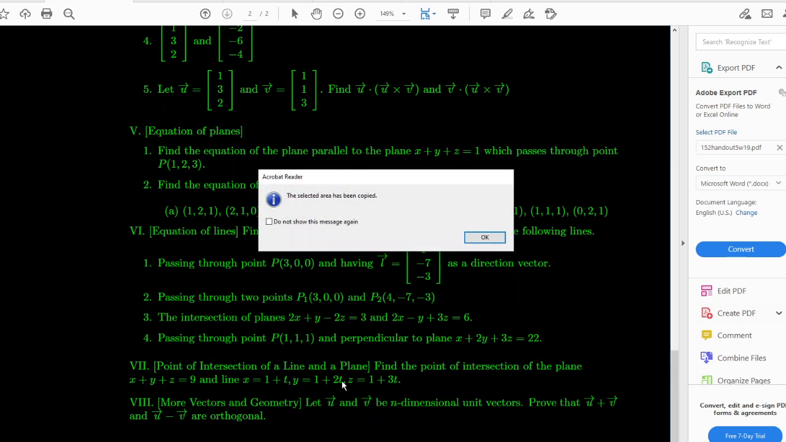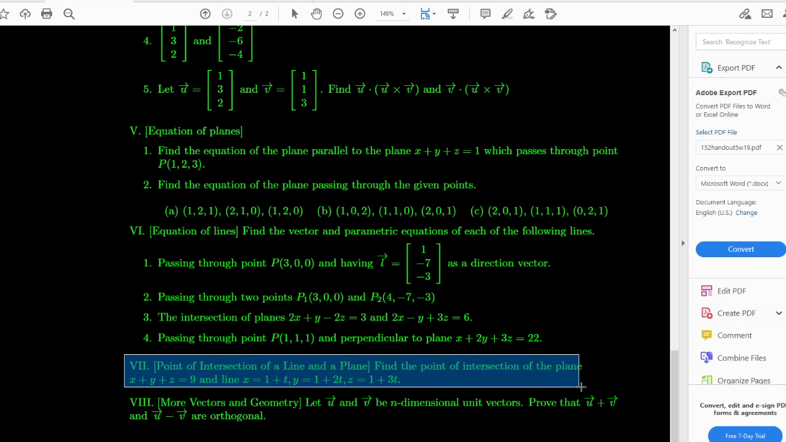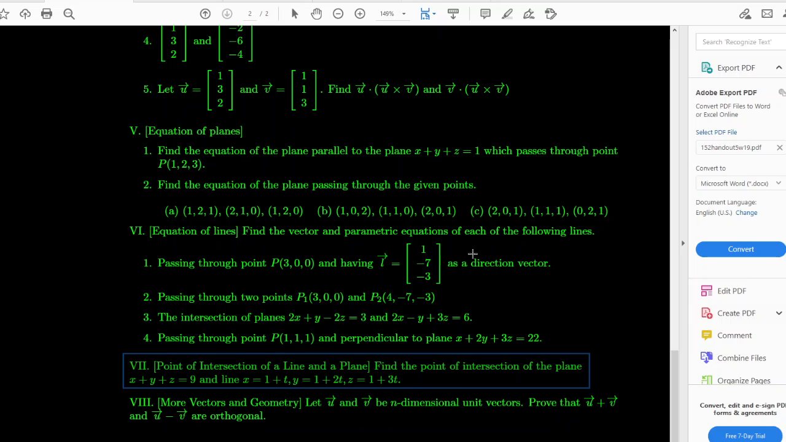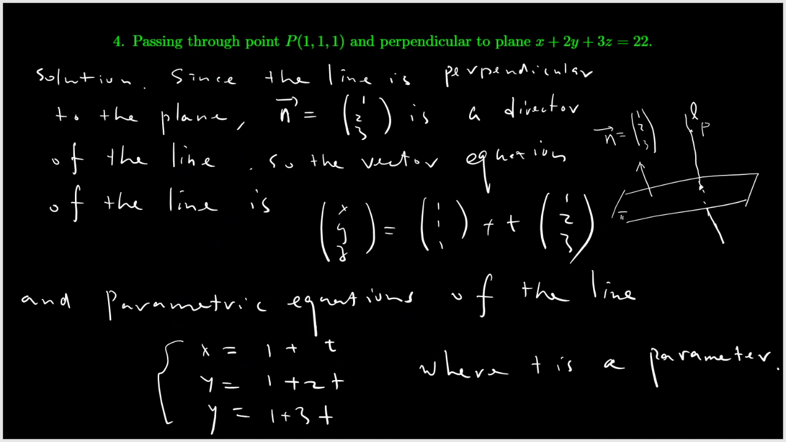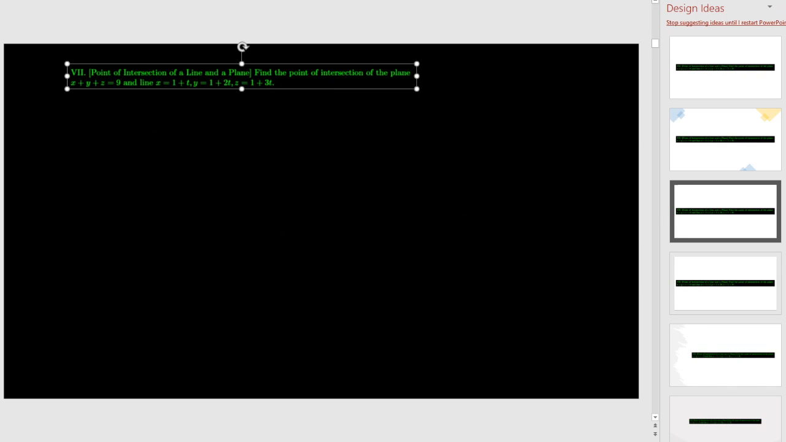Okay, now we're doing the next question. Okay, part 7. On the midterm, you are going to see a question like that. You are given an equation of a line. You are given an equation of a plane. Okay, the line is not parallel to the plane, so the line and the plane have an intersection. I will try to show you what I mean.